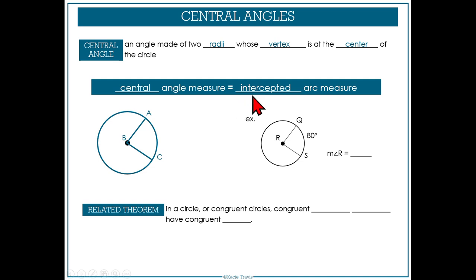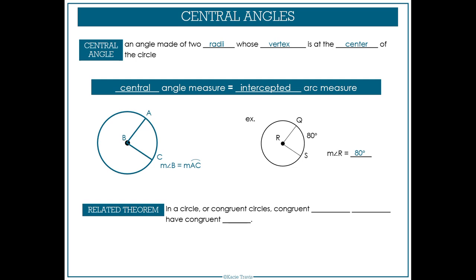Now, what do we mean by intercepted? When we say an intercepted arc, that means that the angle we're looking at, for instance, this one B, is equal to the arc that's made up of the other two sides of angle B, A and C. So this arc AC is what's being intercepted by angle B. So in our example here, we have this arc here from Q to S. Q to S is intercepted by our friend angle R. So that means angle R, its measurement, is equal to 80 degrees. So one is equal to the other.